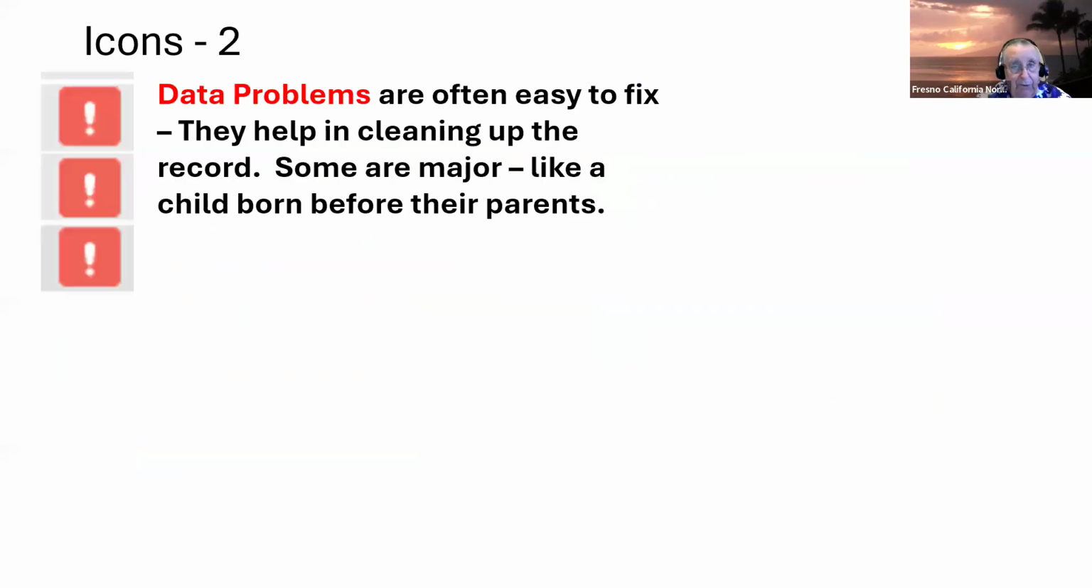Okay, the data problem icon. Usually those are fairly easy to fix. Oftentimes it's like there's a typo error or something like that, or some bad research. Somebody's just made a bad guess for a date or something like that. And it'll cause like the child to be born before the mother, or the child married at the age of 1, you know, those kind of things.